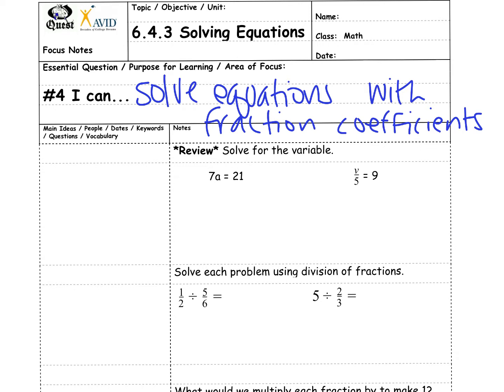To start off today, though, you have a couple of review problems. These top two are solving equations reviews, and the bottom two are dividing with fractions. Remember, when we divide with fractions, we KCF. If you forgot what that meant, we keep, change, and flip. Hopefully that helps refresh your memory. Please pause the video, answer these 4 problems, and then come back to check your answers.